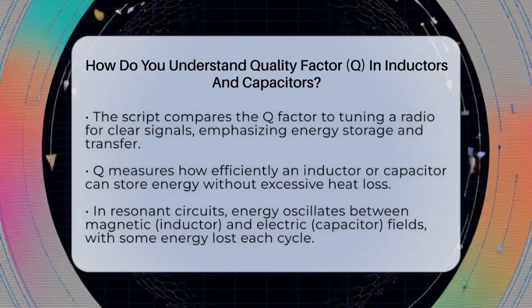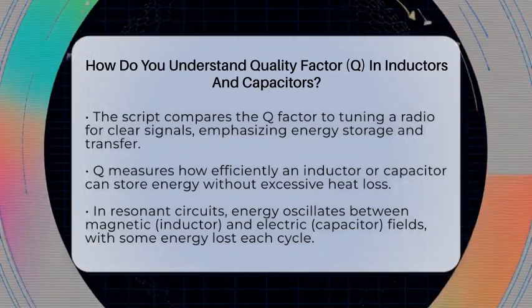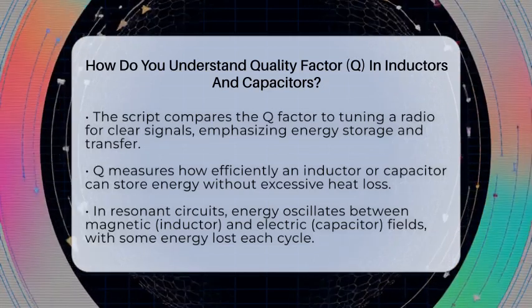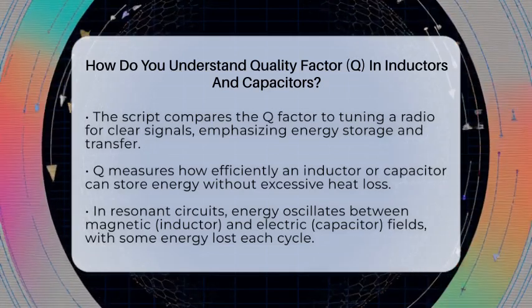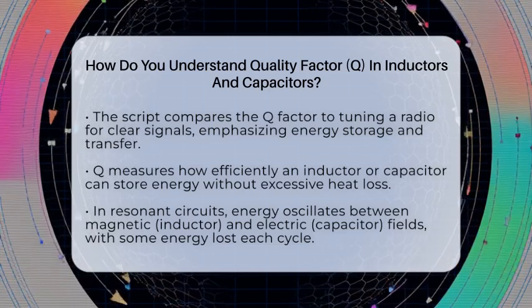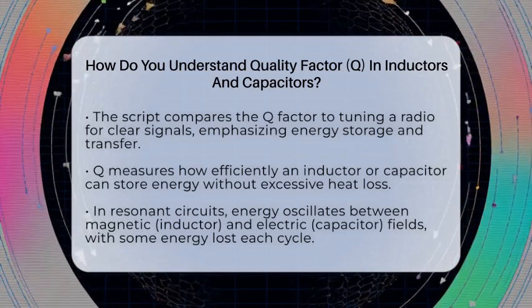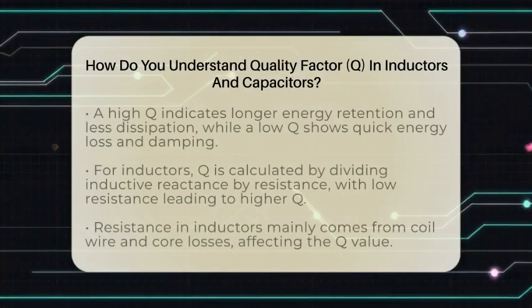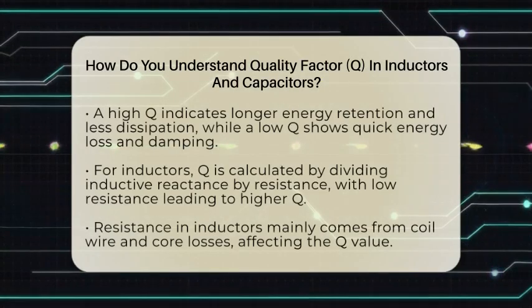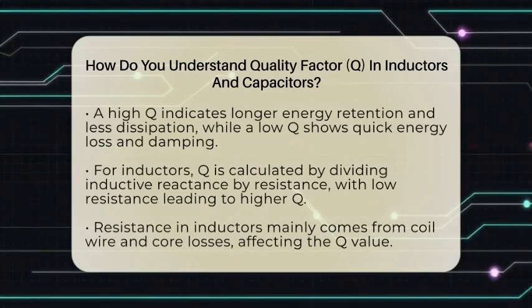In an electrical resonant circuit, like one with an inductor and a capacitor, energy moves back and forth between the magnetic field in the inductor and the electric field in the capacitor. But some energy gets lost each cycle, mainly as heat. The Q tells us how much energy is stored compared to how much is lost. If the Q is high, it means the device holds onto energy longer and loses less. If it's low, energy dissipates quickly, and the circuit dampens faster.